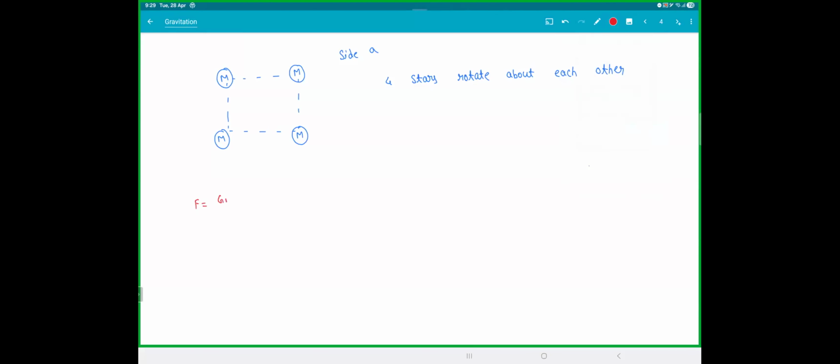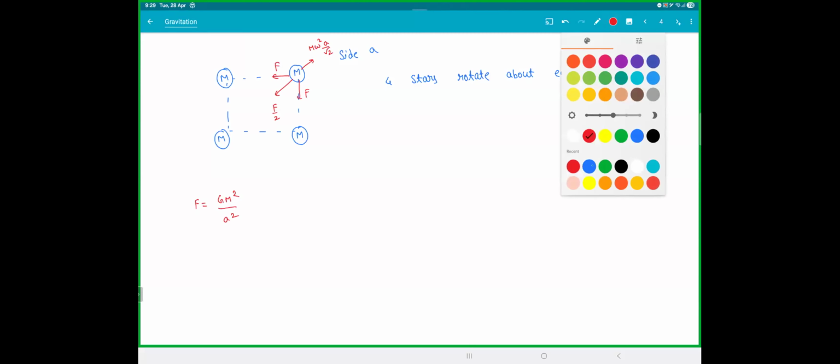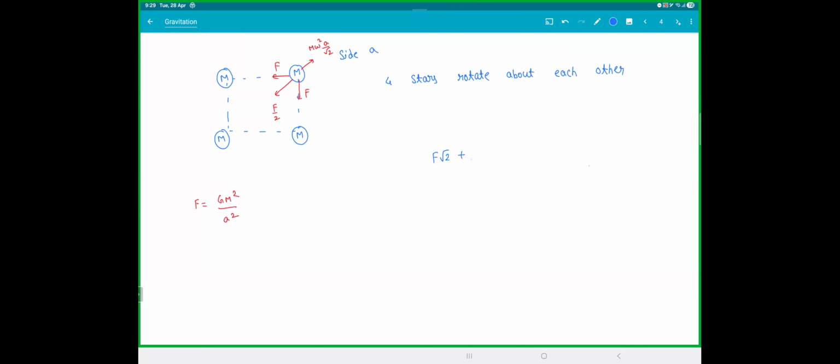So let's take force is G m square by a square. So this would be F, this would be F, this would be F by 2. And this would be the centrifugal force, which is m omega square a by root 2. So when you equate the forces, you end up with F root 2 plus F by 2 is m omega square a by root 2. The numbers are not great. Substitute there, you get omega, and the time period is 2 pi by omega. Easy? Clear with the steps? Any doubts on this?